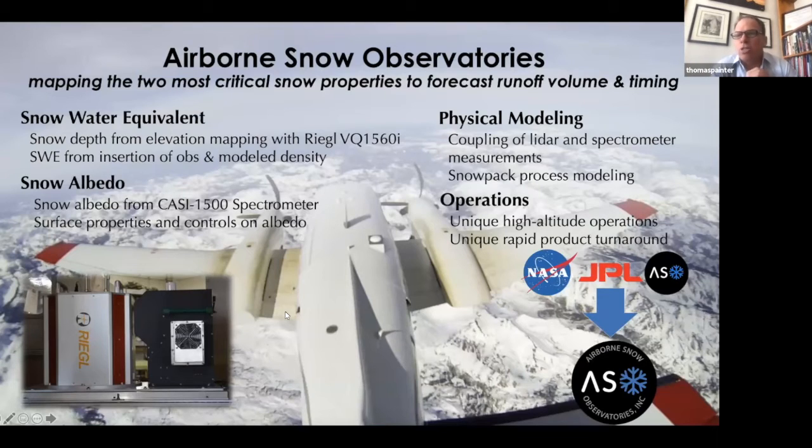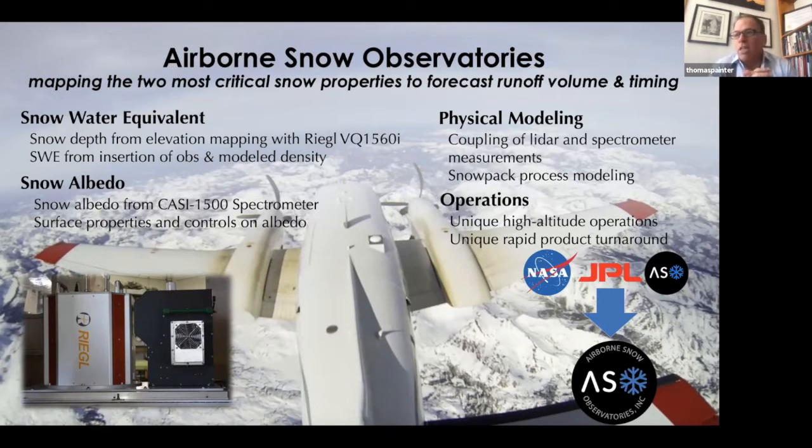So the Airborne Snow Observatory, this is an overview of what we built and what we're after. So we're after the two most important snow properties to forecast runoff volume and timing. First is the snow water equivalent. The other is snow albedo, or the reflectivity, and that modulates the absorbed solar radiation, and that drives about 90 to 95% of warming and melting of snowpack.